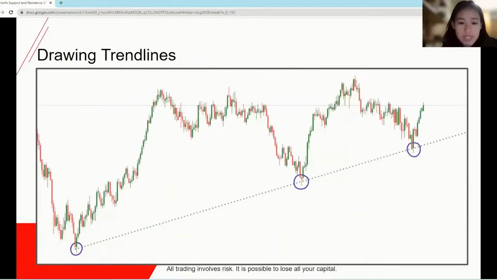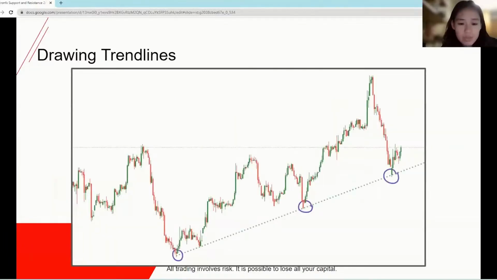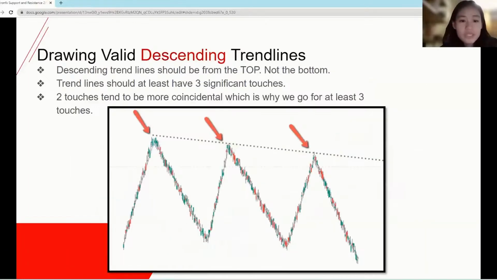Okay, so here is another example. We have 3 touches on this ascending trend line. And here as well. Okay, pretty straightforward. So I'm just gonna get into the descending trend lines as well.